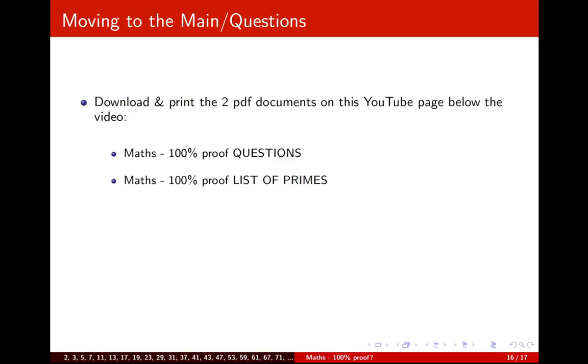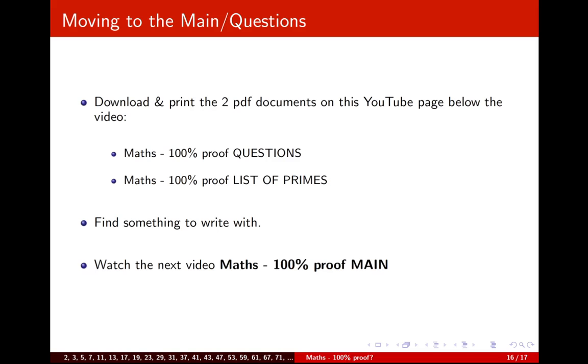So before you move to the next video, you need to download and print the 2 PDF documents with questions and the list of primes before you move on. You need to find something to write with, and then you need to watch the video.